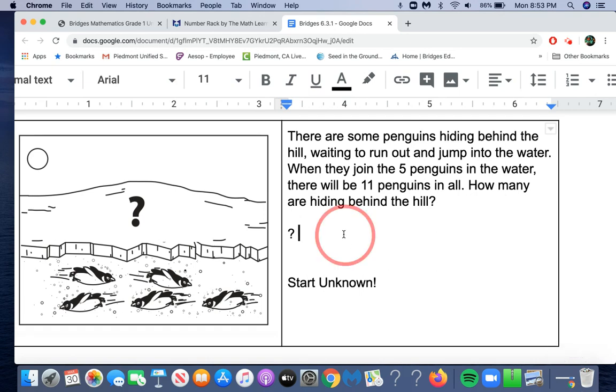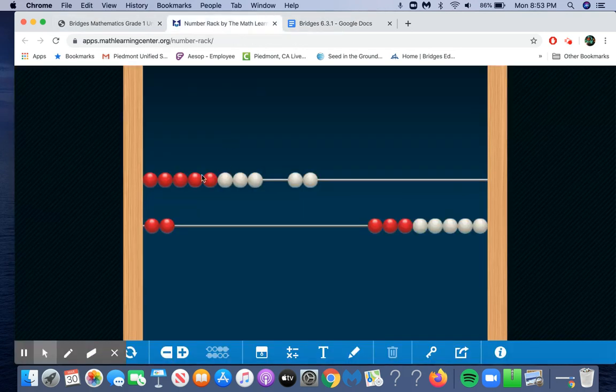Okay. Some number behind the hill, plus these 5 that are swimming that we can see, all together, 11 penguins in all. That's an important part. Some number plus 5 equals 11. Now let's see how we're going to show this.